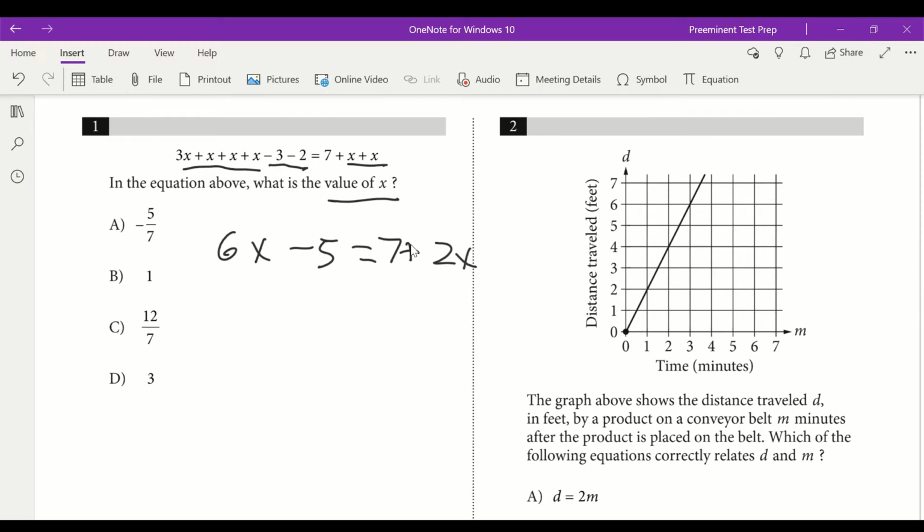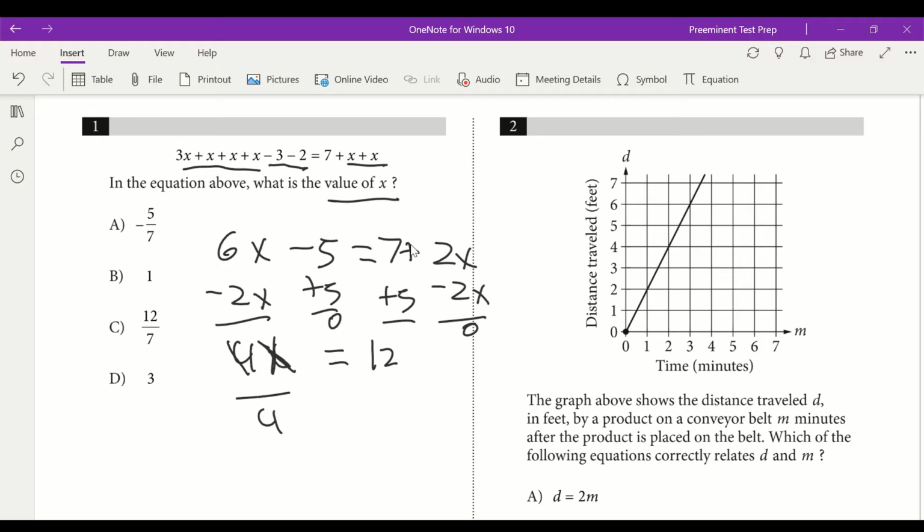So now we're going to go ahead and isolate our x onto one side. So we subtract 2x from each side to keep x positive, which is just easier. You don't necessarily have to, but it makes it easier. So 6x minus 2x gives us 4x. We add 5 to each side. 7 plus 5 gives us 12, so we have 4x equals 12. We divide each side by 4 to isolate x. We get x equals 12 over 4, which is equal to 3. So D is our answer.